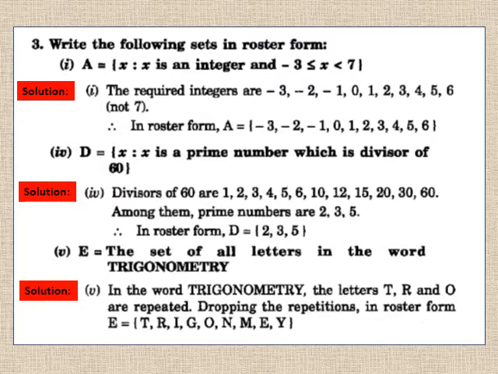Done. In the same way we have the fifth, the set of all letters in the word trigonometry. Now remember that we don't repeat the elements, and order does not matter. So simply write the alphabets in braces. So E will be equal to T, R, I, G, O, N, M, E, Y separated by commas in braces. Clear? So solve all the other parts.